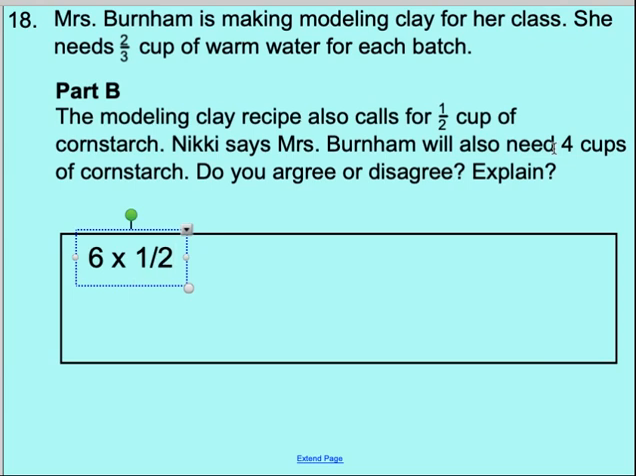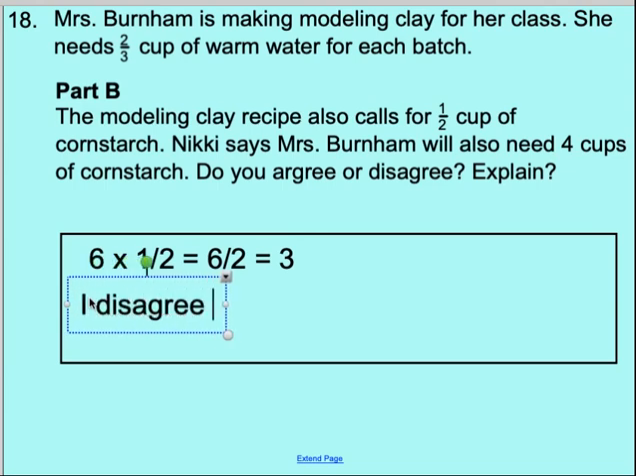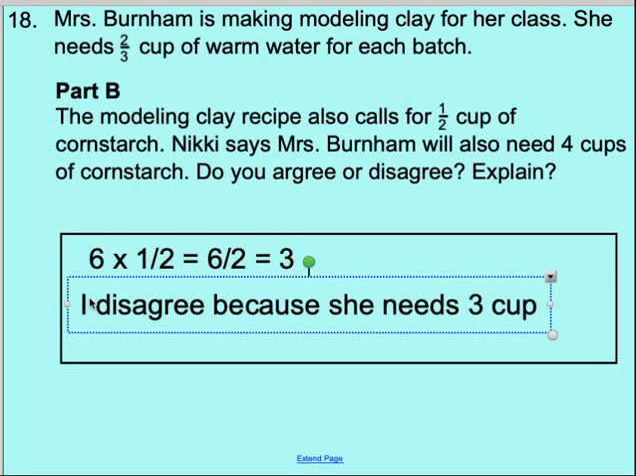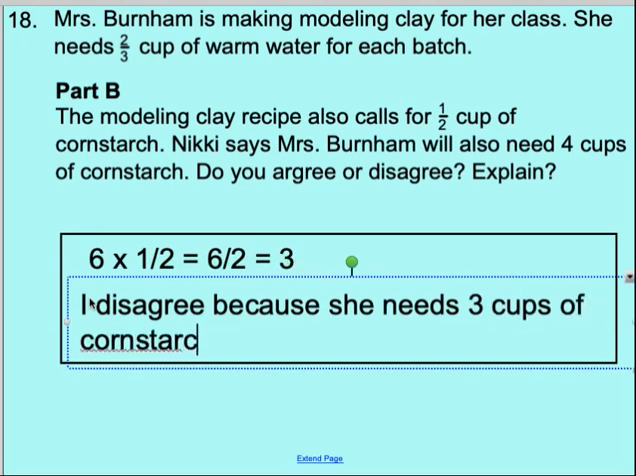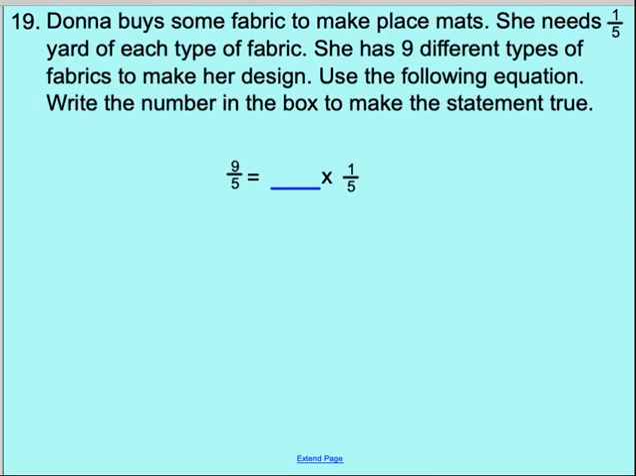Let's find out. 6 times 1/2 is the same as 6 halves, which is the same as 3, not 4. So I would write, I disagree, because she needs 3 cups of cornstarch, not 4. All right, number 19.